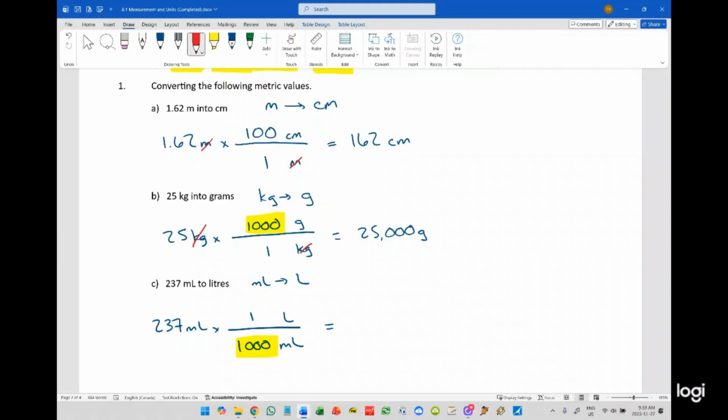So once we've canceled out the milliliters, this is just 237 divided by 1,000, because any number on the bottom of a fraction is just division. So 237 divided by 1,000 liters is 0.237 liters. Okay, that didn't seem too bad.